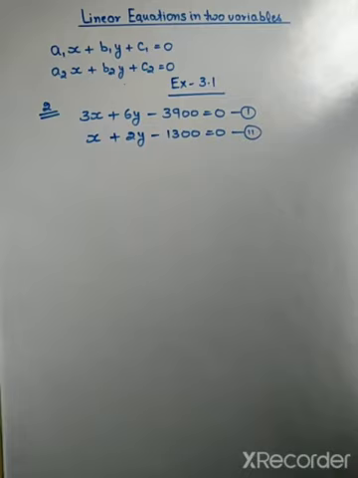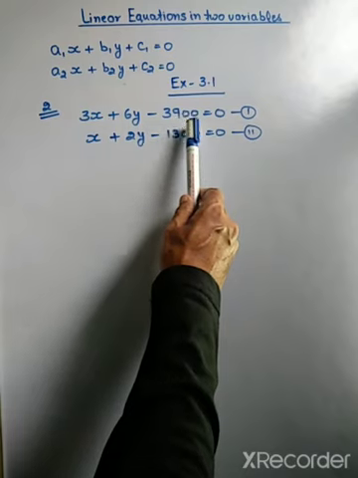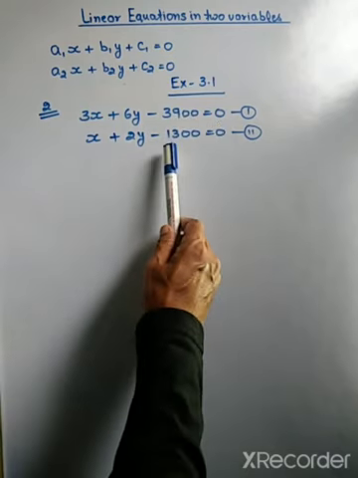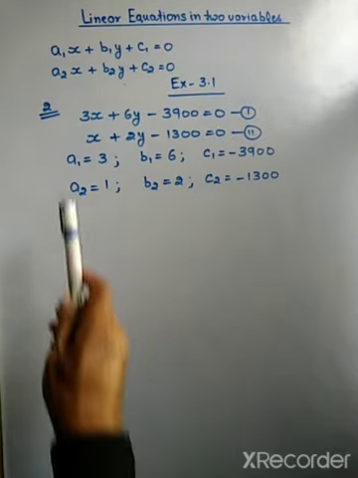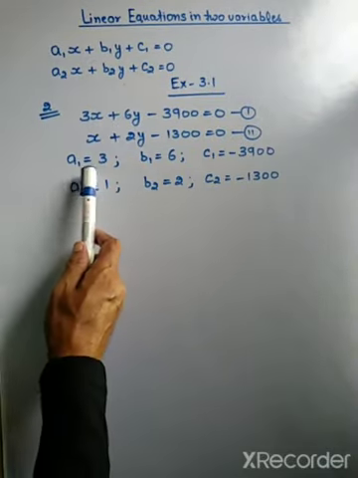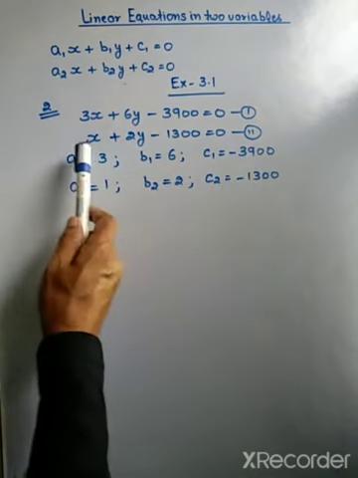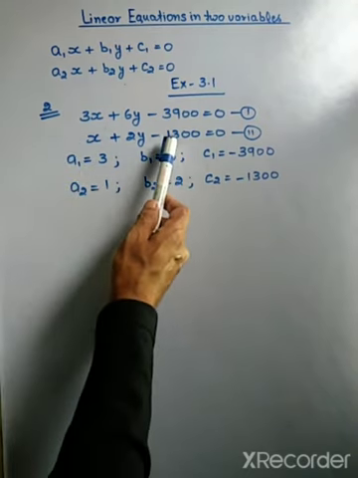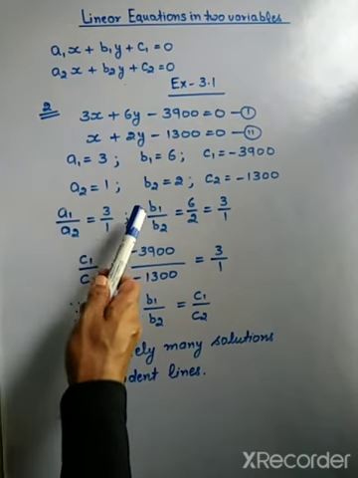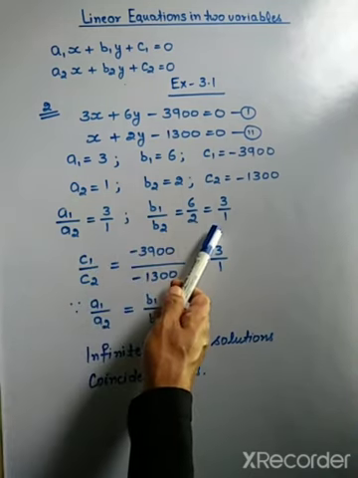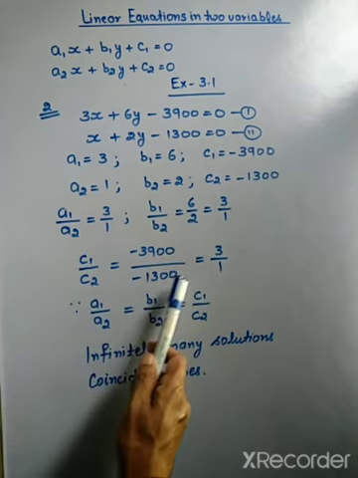In the second question of exercise 3.1, we were getting the equations 3x plus 6y minus 3900 equals 0 and x plus 2y minus 1300 equals 0. By comparing with the general form of linear equations in two variables, we get a1 equals 3, b1 is 6, c1 is minus 3900, a2 is 1, b2 is 2 and c2 is minus 1300. a1 upon a2 is 3 by 1, b1 upon b2 is 6 upon 2, which is again 3 by 1, c1 upon c2 is minus 3900 upon minus 1300, which is again 3 by 1.